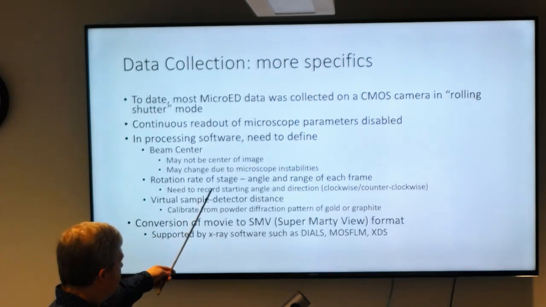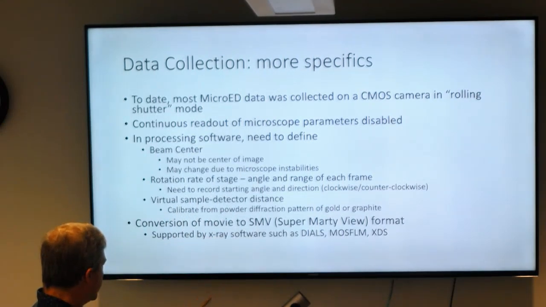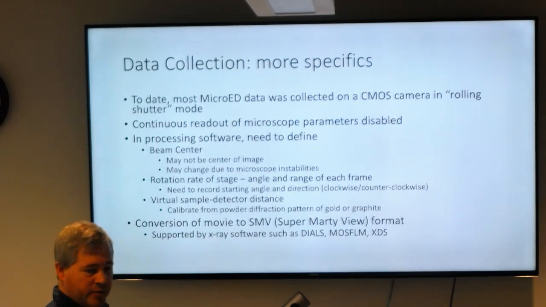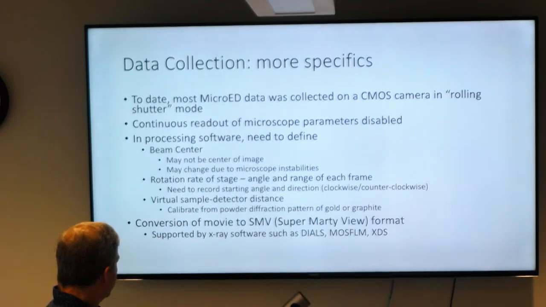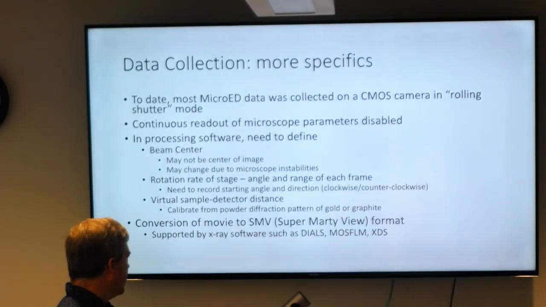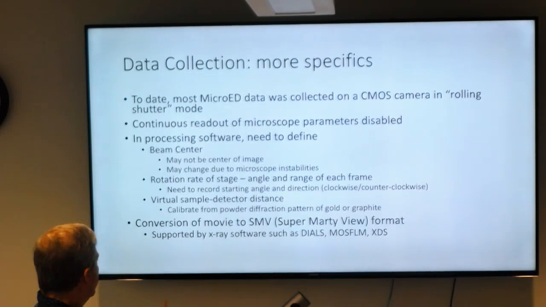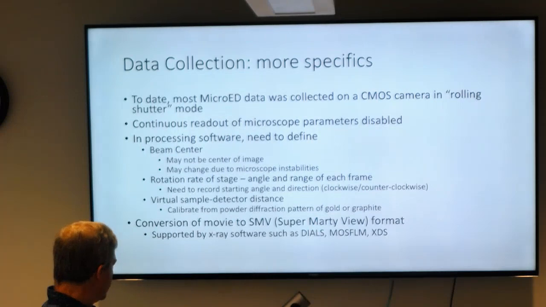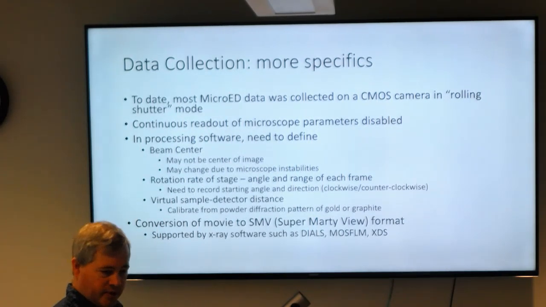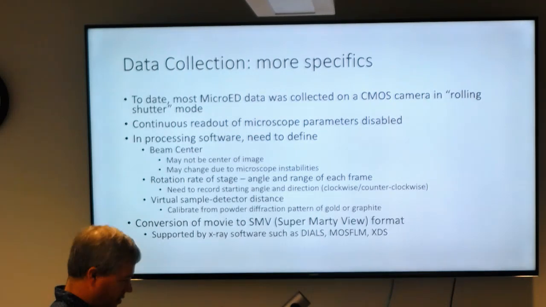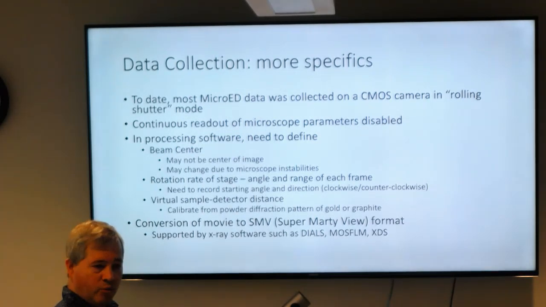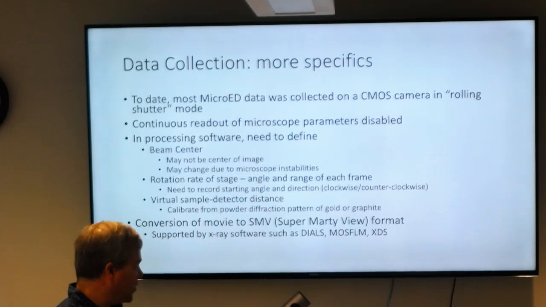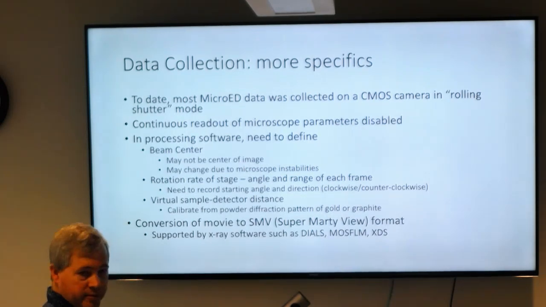You have to know the rotation rate of the stage, so that you can estimate the angle and the range of each frame, and obviously whether you started moving clockwise or counterclockwise. You also need to know the sample to detector distance. So you have to have calibrated your diffraction images, so that you know what the resolution is in Fourier space. So what software would you use?